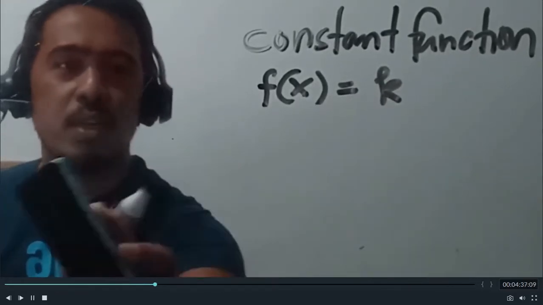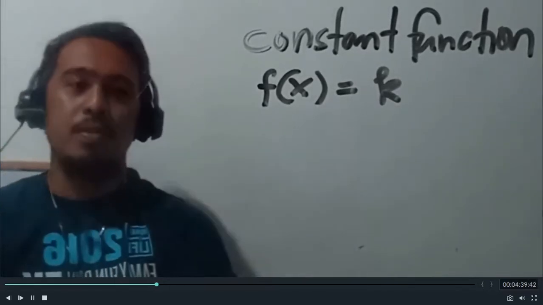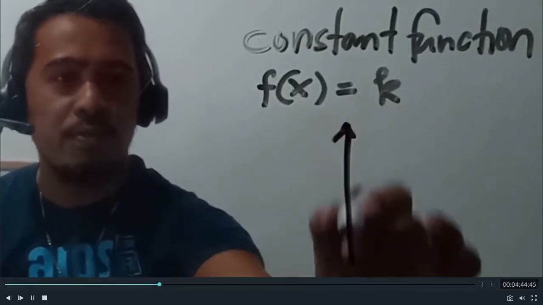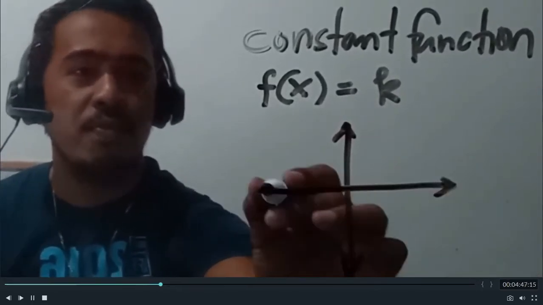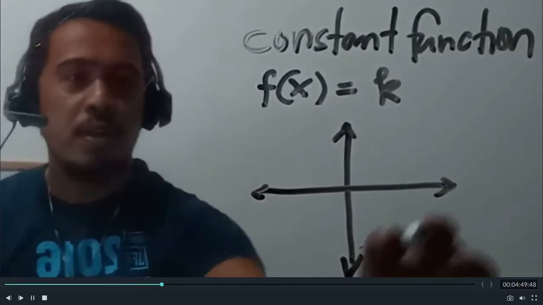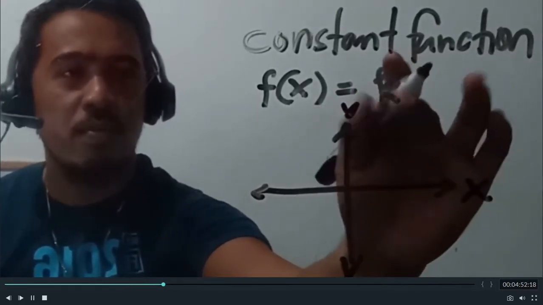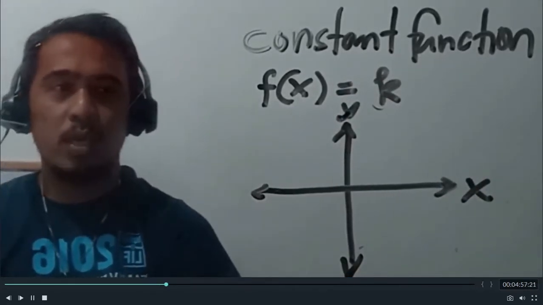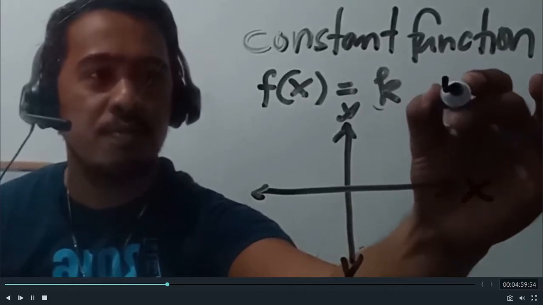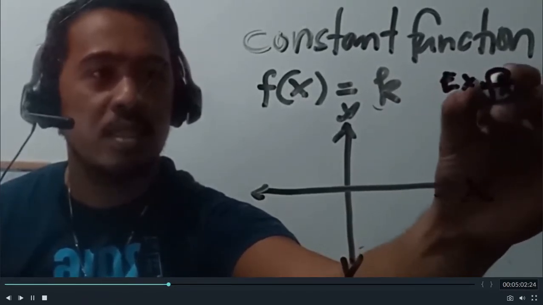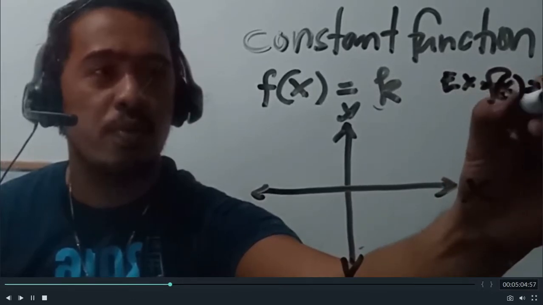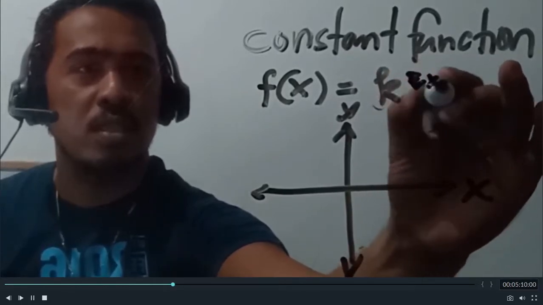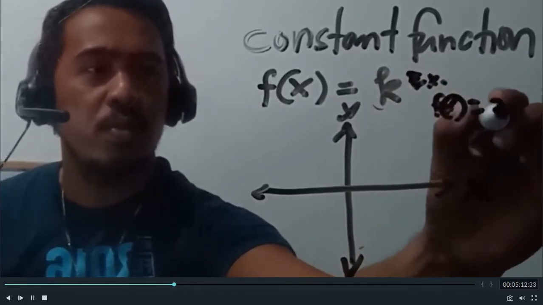Okay, so it means a constant function is a linear function. The graph is a line, but it is easier to graph than the other linear functions, because for a constant function, you will just determine this k. So for example, you are asked to graph f of x equal to 3.